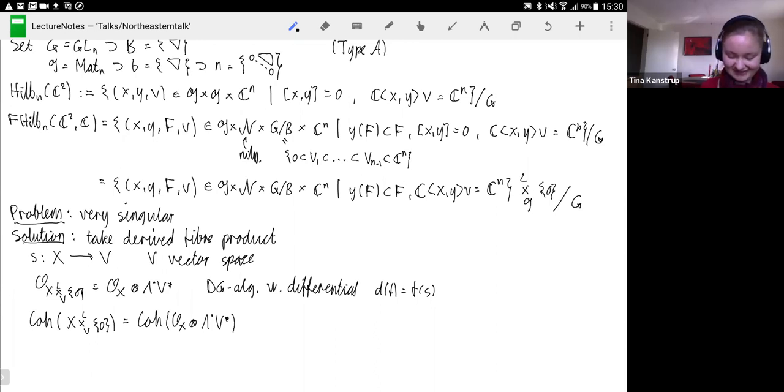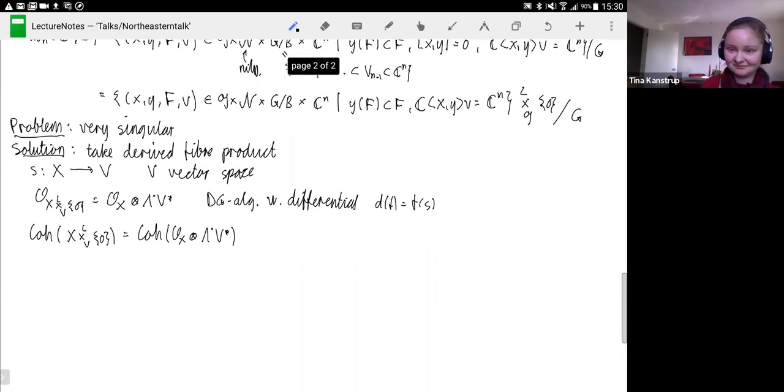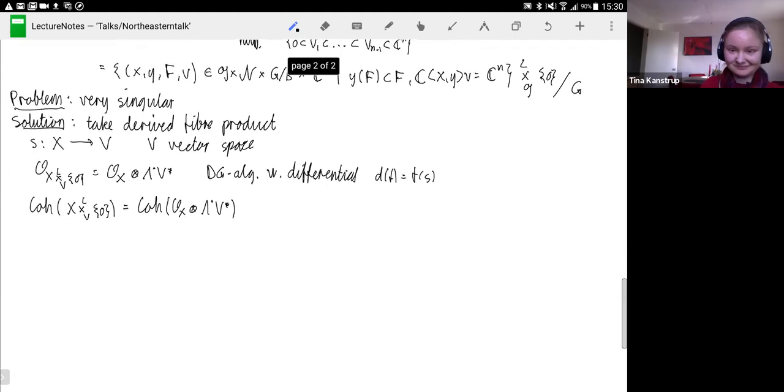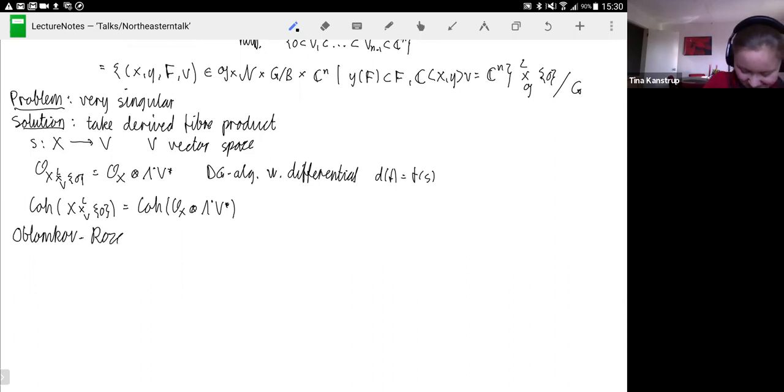Now there exists a similar construction due to Oblomkov and Rozansky, which has an a priori different language, but one of the points in my talk will be that this is exactly the same, although they look different. Construction.